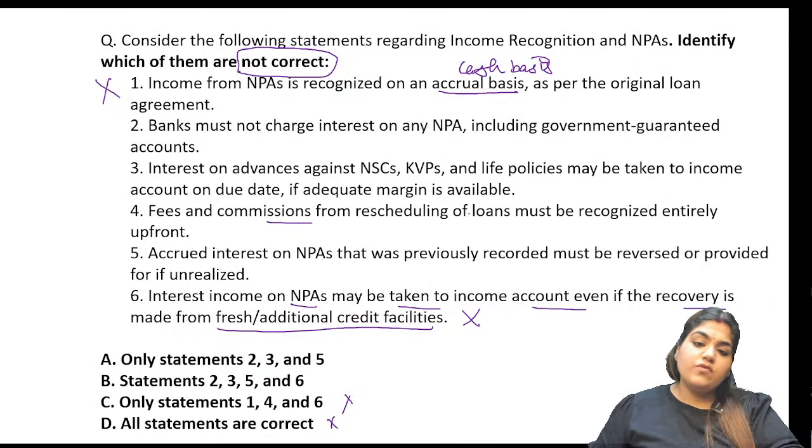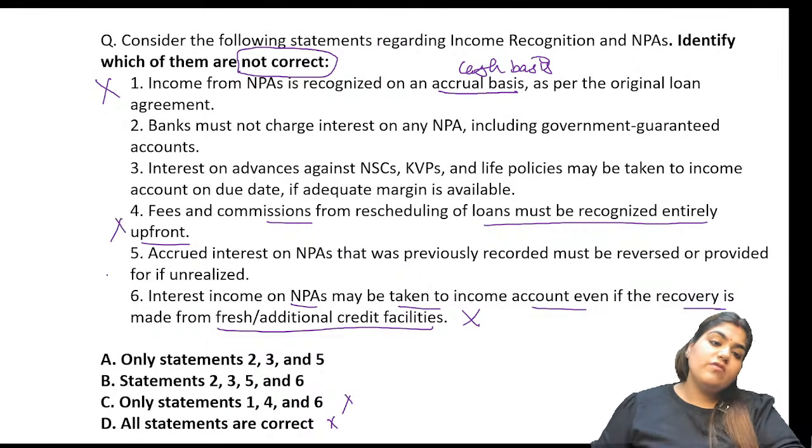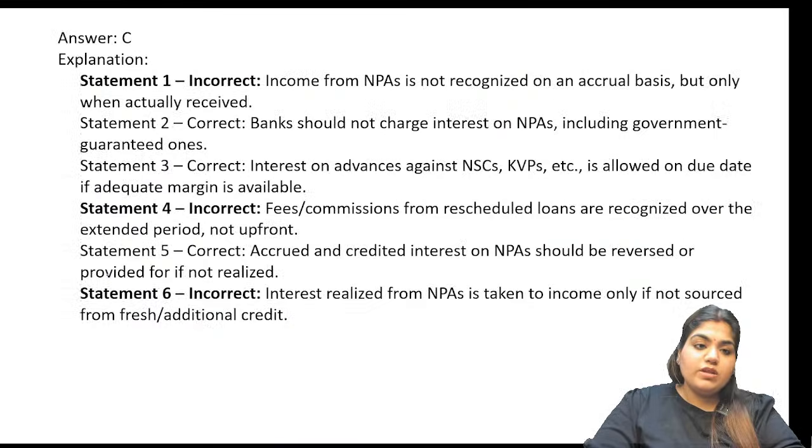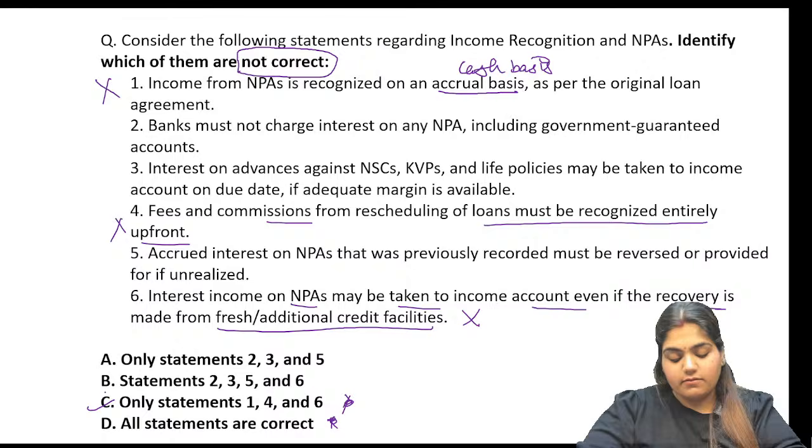Fees and commissions for rescheduling a loan must be recognized entirely upfront. Fees and commissions for rescheduled loans are recognized over a period of time. They are not recognized upfront. They are recognized over a period of time. That will give us 2, 3, 5 as the correct answer. So 2, 3, 5 are correct. 1, 4, 6 are incorrect. We have to tell incorrect. See, I had marked it also and then I made a mistake.